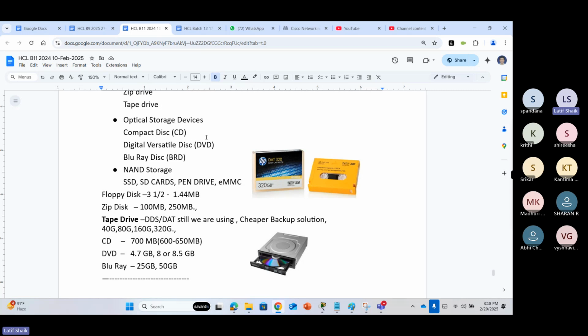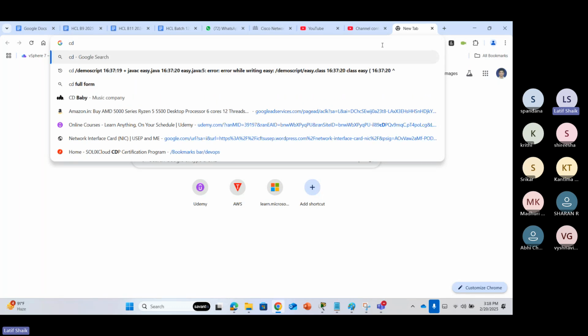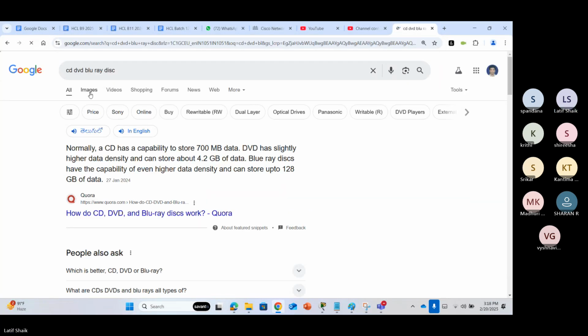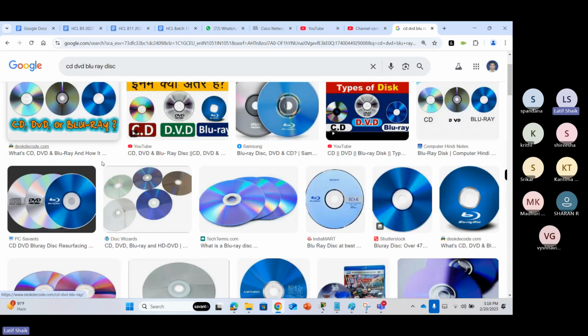Okay. So CD, DVD, and Blu-ray. Physical size, the way you look at the physical size, all are the same. CD, DVD, Blu-ray. The physical size wise all are the same. Maybe some color difference is there.